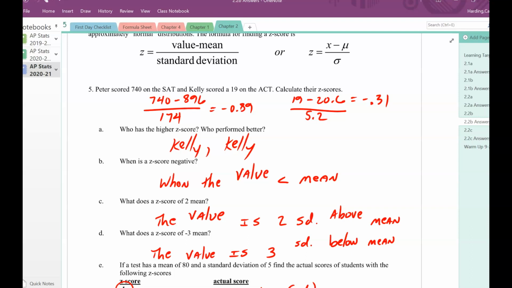Now, if you look in part E, it's asking you to work backwards. You have a z-score there, and it's asking you to compute the actual score. So I'd like you to pause the video and answer the question in part E.